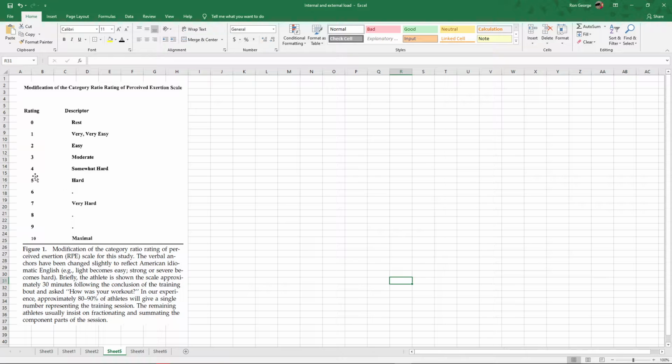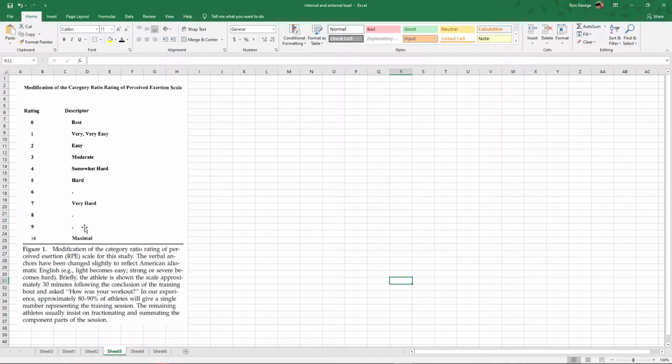But then after 5, it starts getting non-linear because 7 is very hard. See, the difference between 5 and 7 is not the same as the difference between 1 and 3, for example. Hard and very hard can be a big difference, and most of you who are experienced in training will know that. And then between 7 and 10, there are 3 numbers. 7 being very, very hard, and 10 being absolutely maximal.